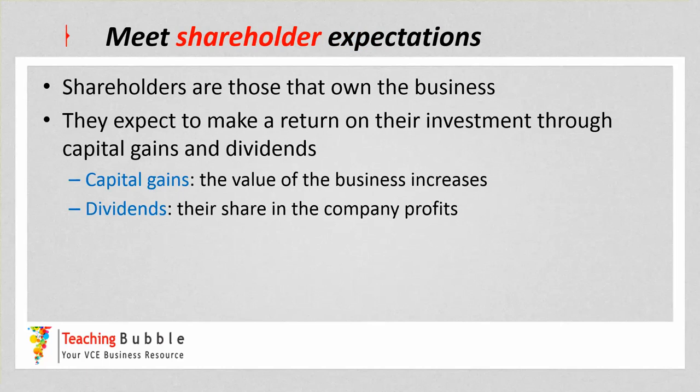Next is to look at meeting the shareholder expectations. Shareholders are those that own the business, and they expect to make a return on their investment through what we call capital gains and dividends. Capital gains meaning the value of the business is increasing, so that intrinsic value, what the company is actually worth, has increased, and dividends is the company's profits, and a shareholder gets to share in those company profits through what we call dividends. They are owed part of those profits in terms of the percentage of the business that they own.